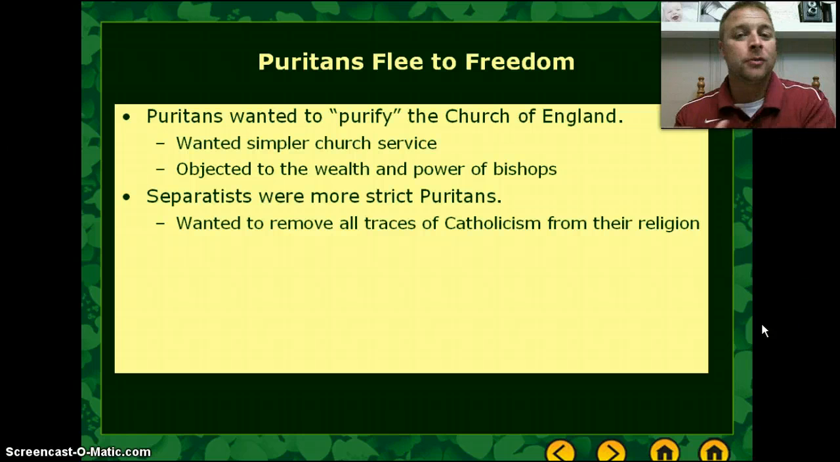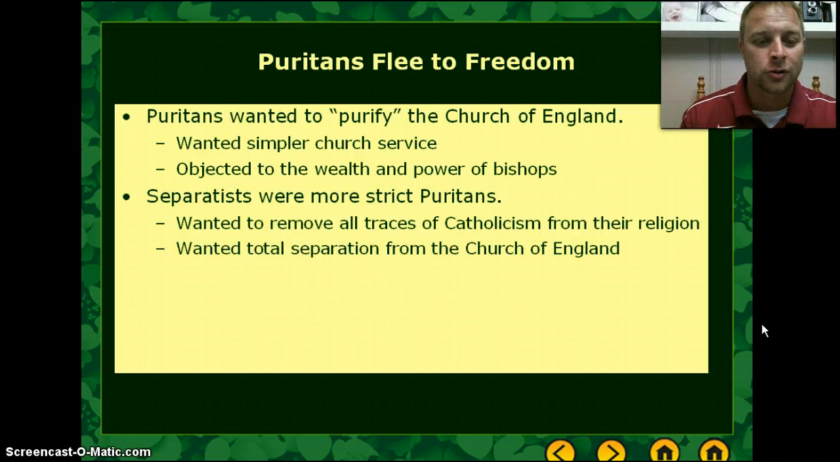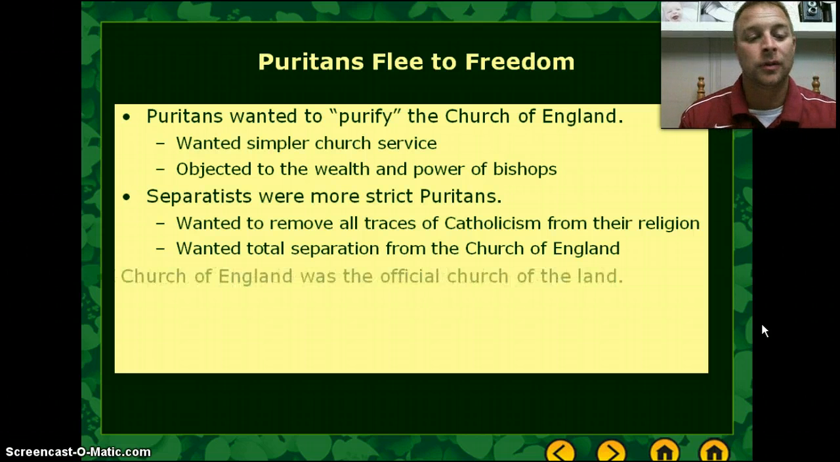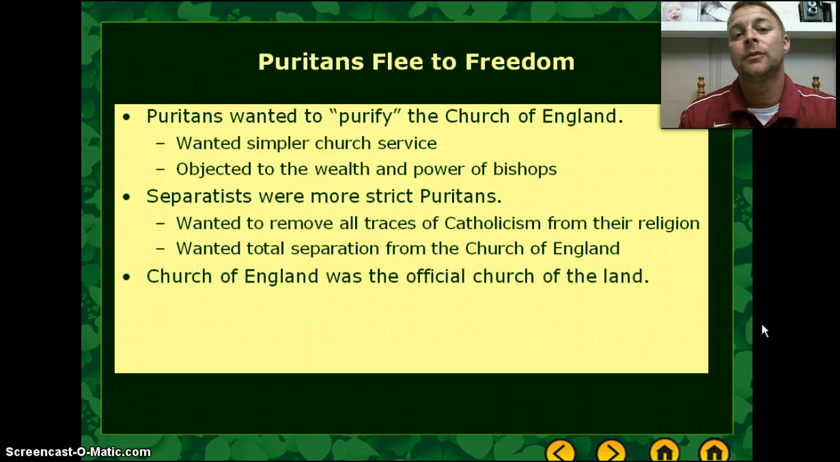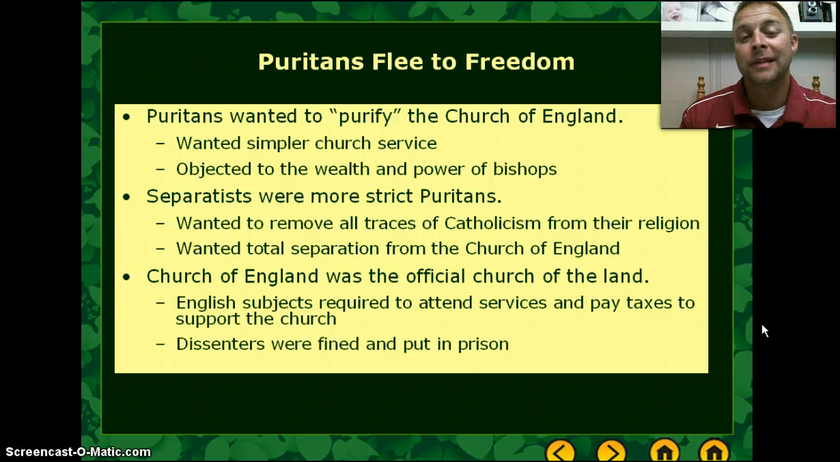And these people wanted to remove all traces of Catholicism from the Church of England, which was still very similar to the Catholic Church. They wanted a total separation from the Church of England because they felt that it was totally broken. However, the Church of England was the official church of Great Britain, or of England at the time. So English subjects were required to attend services, pay church taxes, and the separatists were basically fined, put in prison, and they were basically lawbreakers and were hounded by the British government.